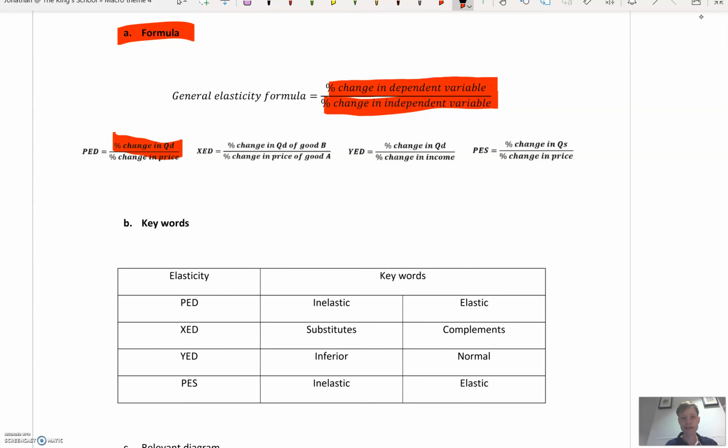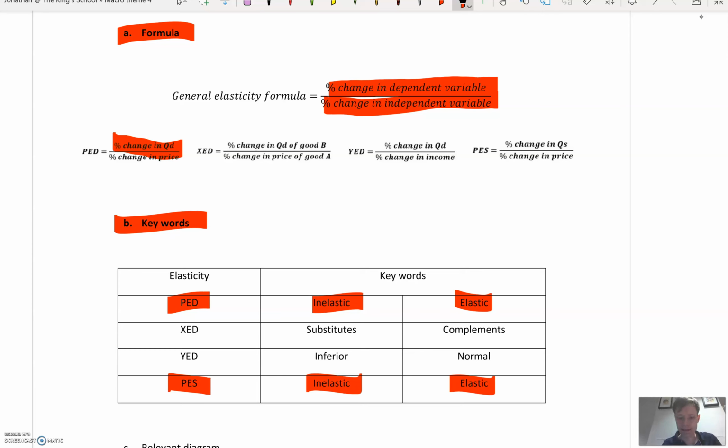Once you put your formula in, you need a keyword. Keywords vary for the different elasticities, but if I'm going to be using PED or PES, I would probably want to be using either inelastic or elastic and explaining what that means, using the word proportionately or percentage. If I'm using cross elasticity or YED, then I've got different words that I need to use there: substitutes for the negative relationship, complements for the positive, and again, inferior, the negative relationship, and normal, the positive. If you're not too sure what those words mean, go back to the Quizlet set and learn them.